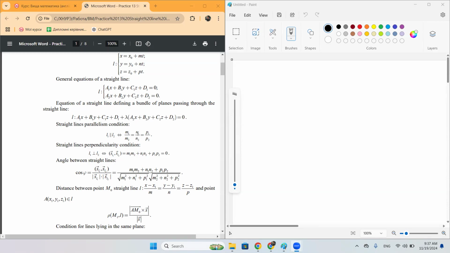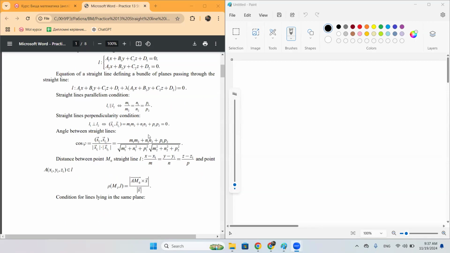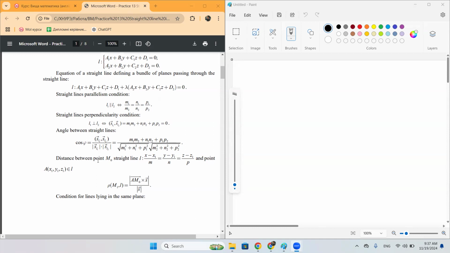So here is the straight line parallelism condition. So coordinates of direction vectors are proportional. Then the perpendicularity condition. So just direction vectors, their scalar product is 0. So how to receive the cosine of the angle between straight lines? We divide the scalar product by the product of magnitudes of direction vectors.